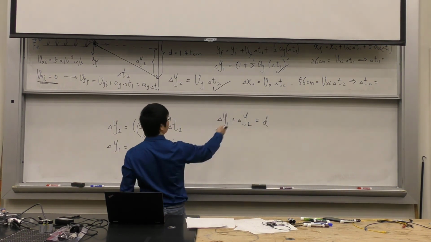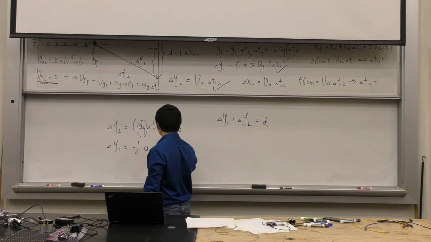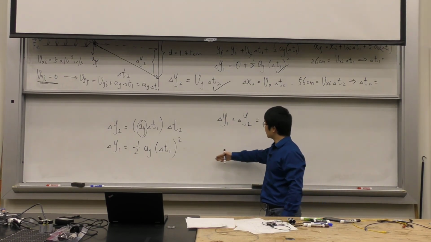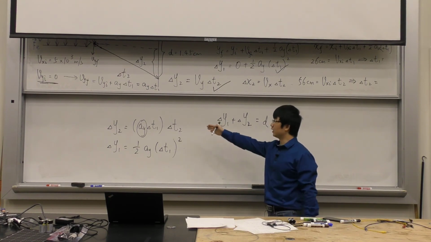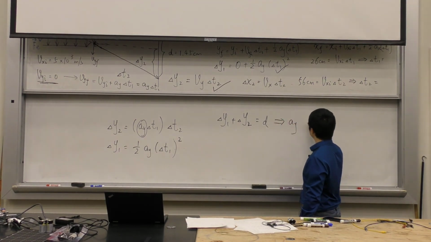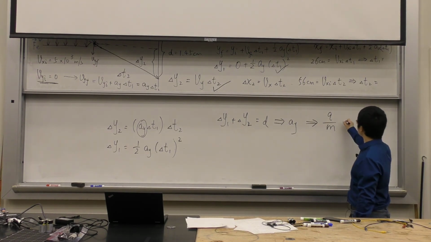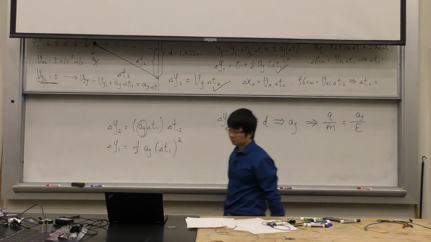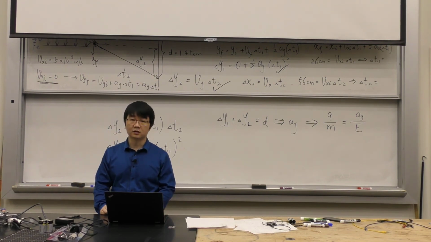Because delta y1 we found is going to be 1/2 Ay delta t1 squared. Now you see that you put these two guys together, you rearrange this equation to find Ay, because both of them are functions of Ay. And once you have Ay, you can find the charge mass ratio, right? Because we figured the charge mass ratio is just going to be equal to Ay divided by E. Okay, so this is how we solve this problem. I'm going to stop here for this video.